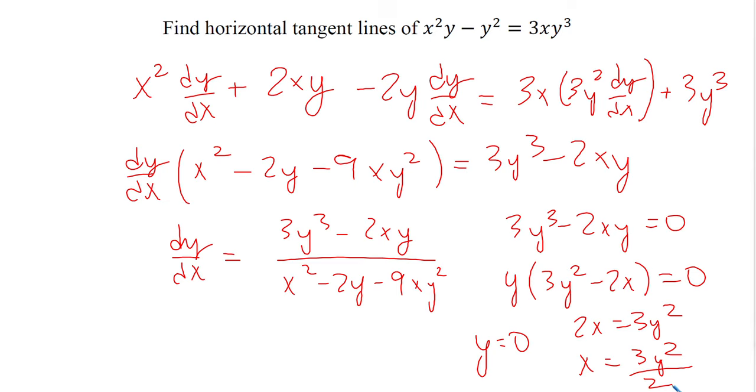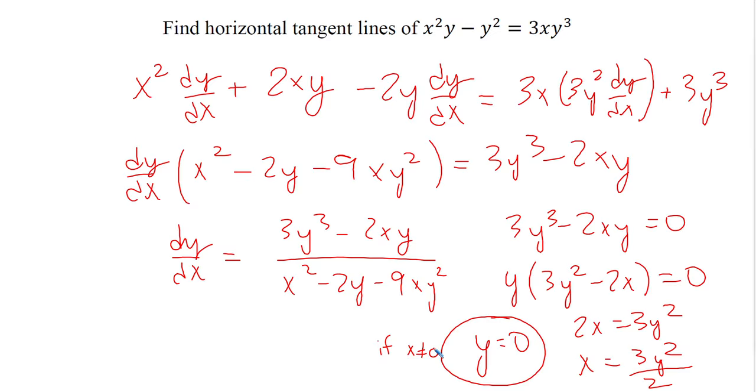So y equals 0, if we plug that into the original equation, you just get 0 equals 0. So that's perfectly fine. That's going to be a horizontal tangent line as long as it doesn't make the denominator equal to 0. So when y is 0, the only thing that would make that denominator 0 is if x equals 0. So y equals 0 is a horizontal tangent line as long as the x value is not also 0. And then we'll deal with the x equals 3y squared over 2.